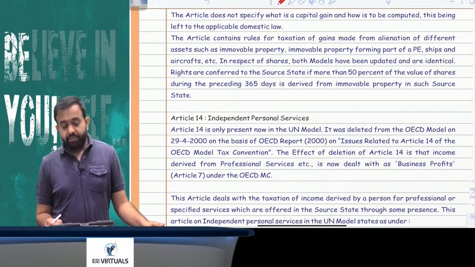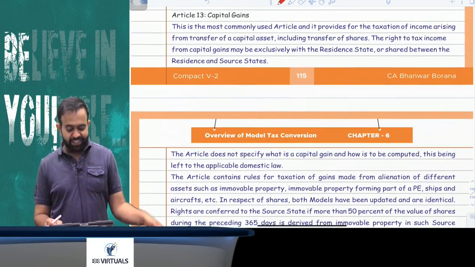So in case of capital gain, which country will charge the tax? So pay attention. Capital gain.